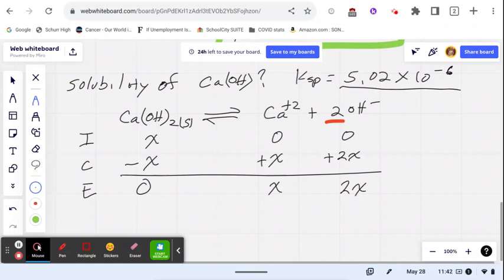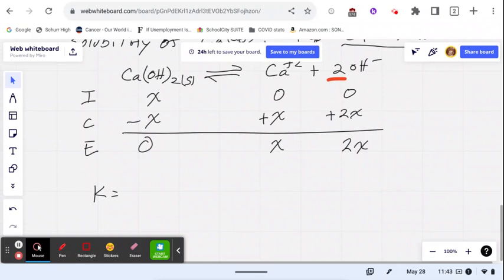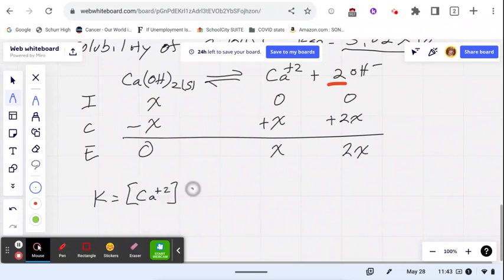All right. Now that we've done that, let me move this down and I'm going to set up our problem here. Once again, we do our equilibrium expression or law of mass action. K is equal to, and in our equation, there are calcium ions, and they're a product. Hydroxide ions are also a product, and hydroxide ions have a 2 in front of them, so we're going to square it.